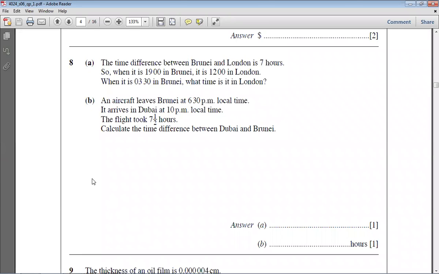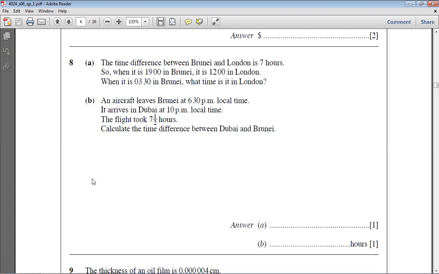The time difference between Brunei and London is 7 hours. So when it is 1900 in Brunei, it is 1200 in London. It means that Brunei's time is 7 hours ahead of London. So when it is 3:30 in Brunei, what time is it in London?